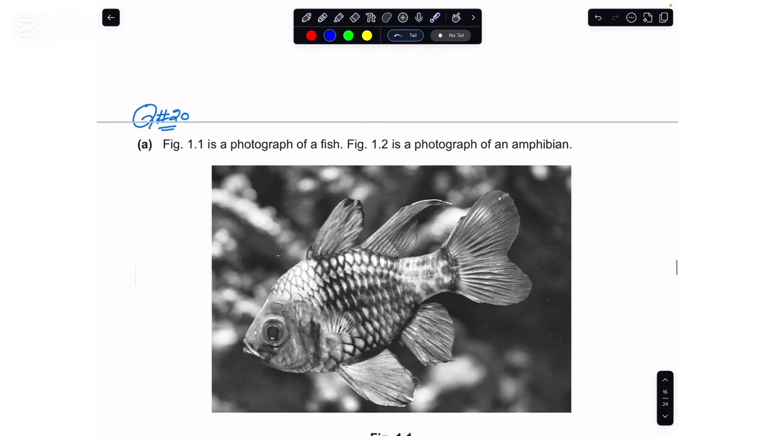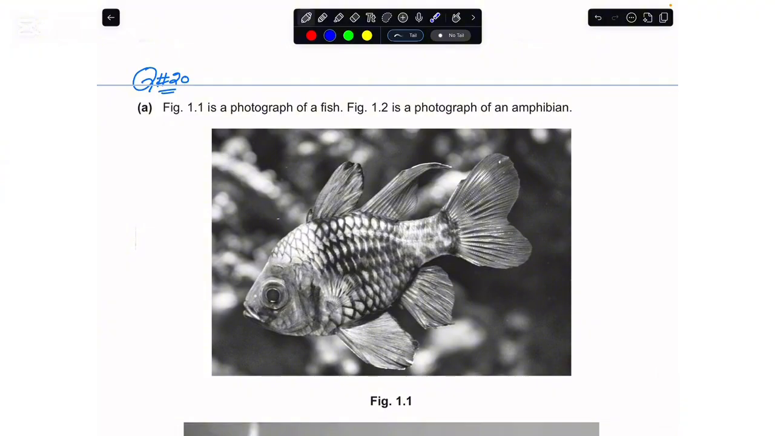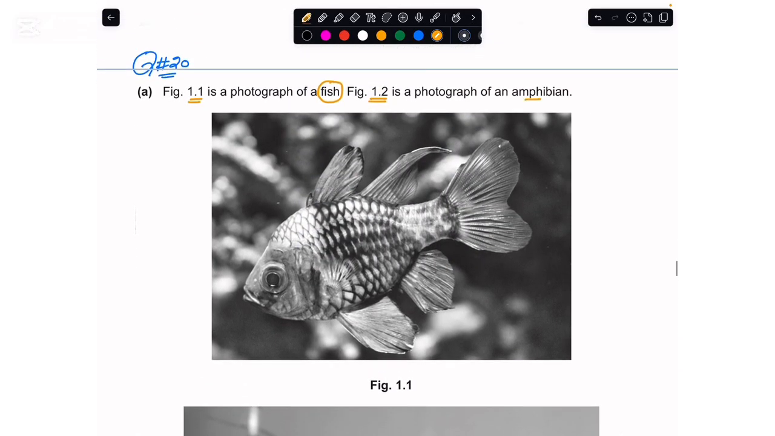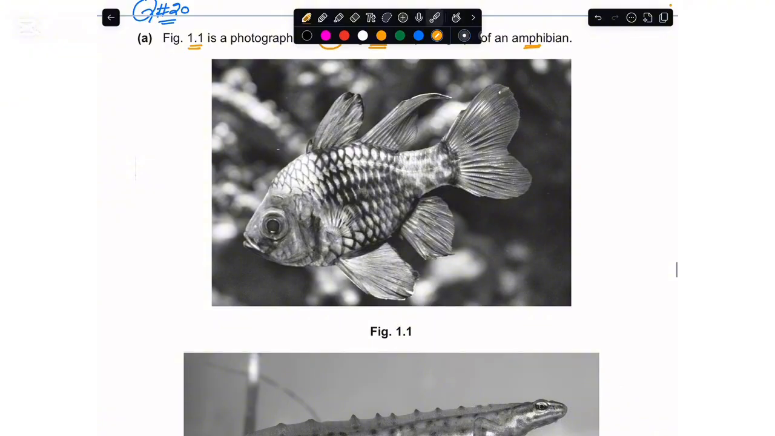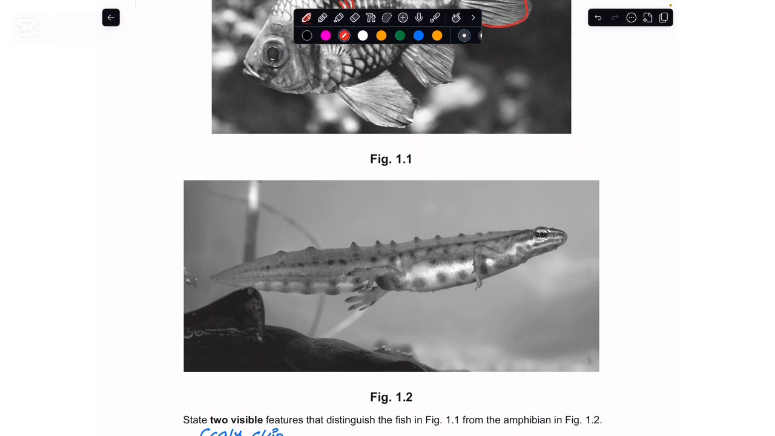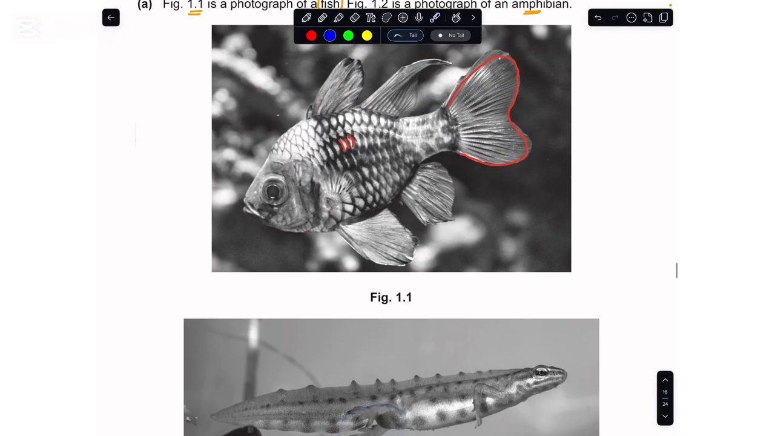Moving onward to this last question, here they have given you figure 1.1 and they are showing you the photograph of the fish. The other photograph given below, which is 1.2, is showing you the amphibian. And if I were to clearly see, the fish has got scales on it and it has got fins as well. Now, the amphibian which they have shown you here has no scales on it, but rather its skin is slimy. It has got limbs that I don't see in the fish.